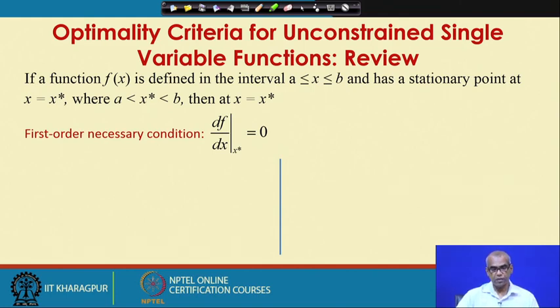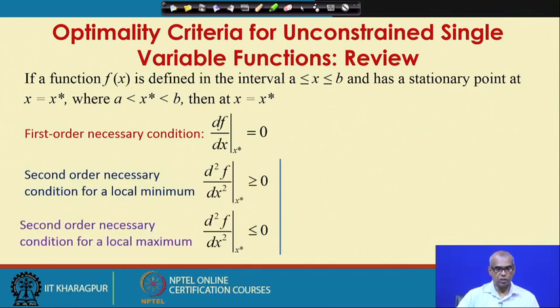If a function f(x) is defined in the interval a to b and has a stationary point at x equal to x star, where x is bound between a and b, then at x equal to x star, the first order necessary condition for optimality is the first derivative evaluated at x star will be equal to 0. So, df/dx at x star will be equal to 0. So, that is the first order necessary condition.